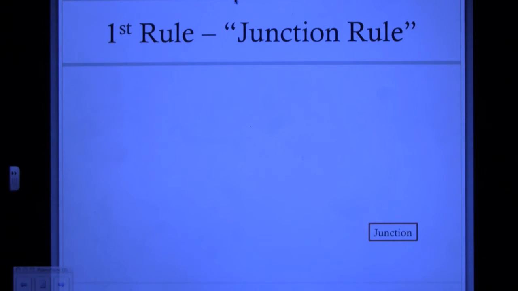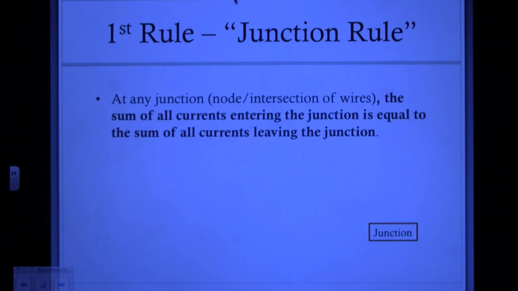Kirchoff's first rule is known as the junction rule. This says that at any junction, also called a node, or where there is an intersection of wires, the sum of all the currents entering the junction is equal to the sum of all the currents leaving the junction.